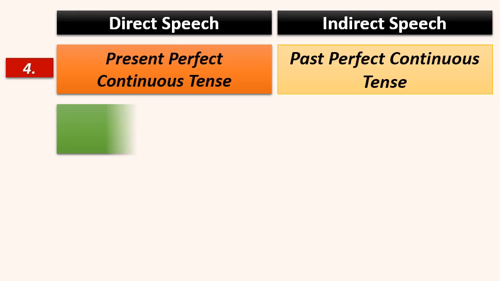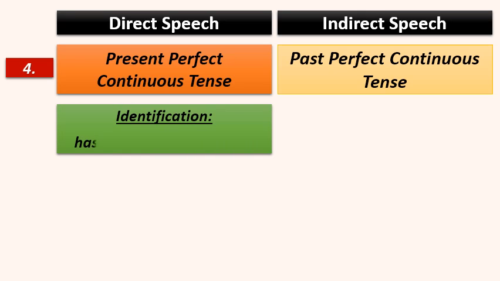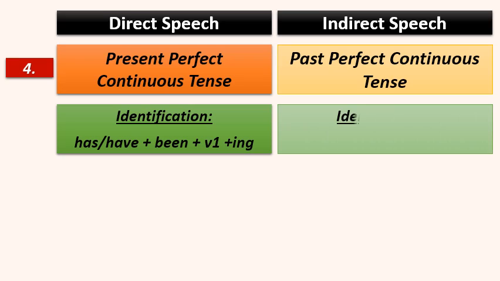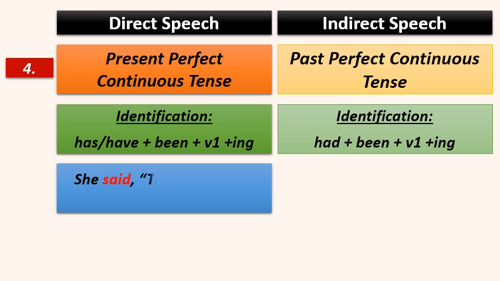So let us see what is the identification of present perfect continuous tense. Has or have plus been plus first form of the verb plus ing. And the identification of past perfect continuous tense is had plus been plus first form of the verb plus ing. So let us see some examples to clarify it. Number 1, she said, "They have been dancing since 1 o'clock."